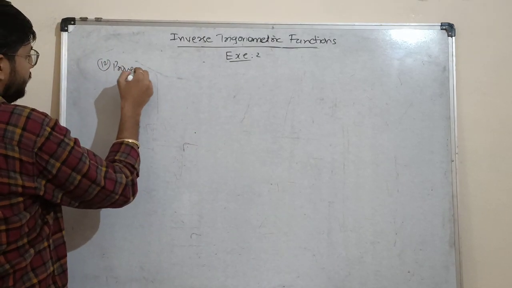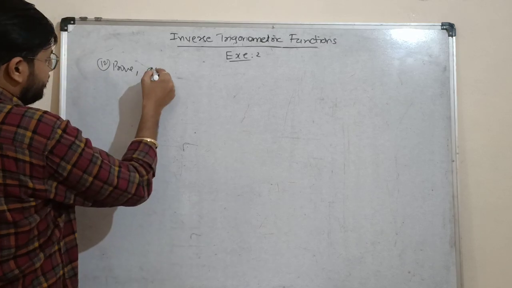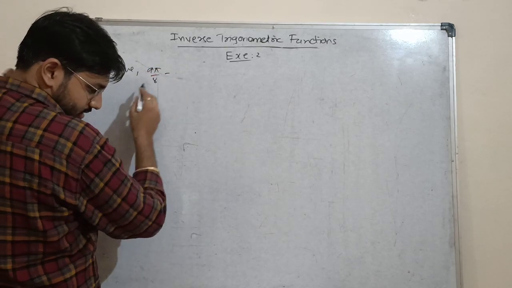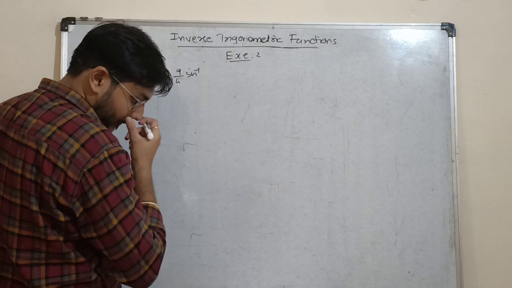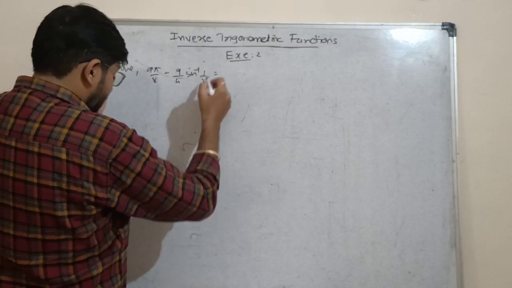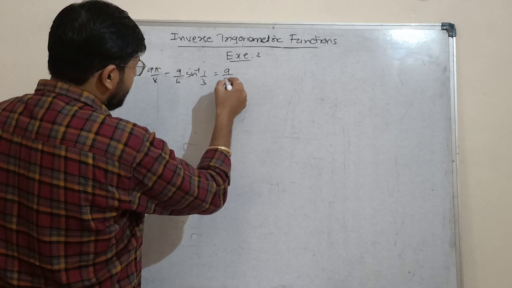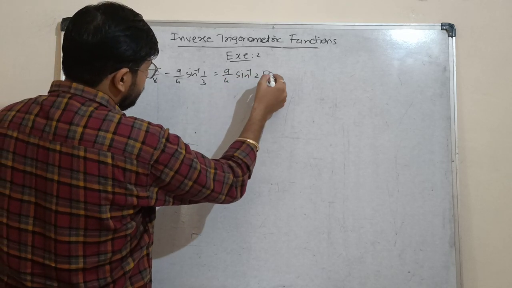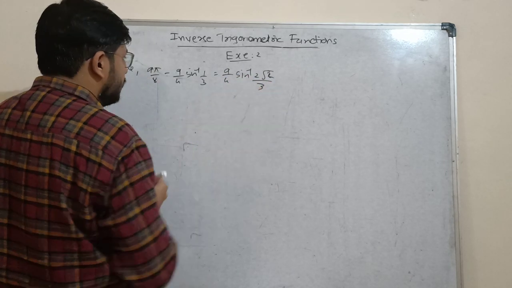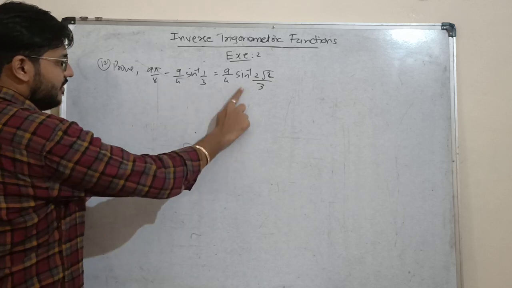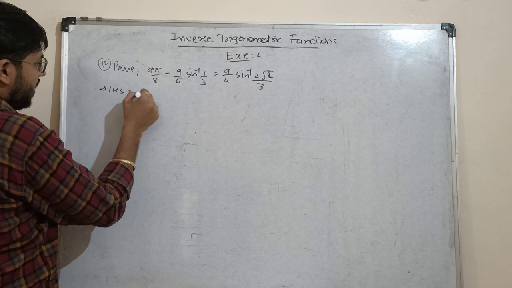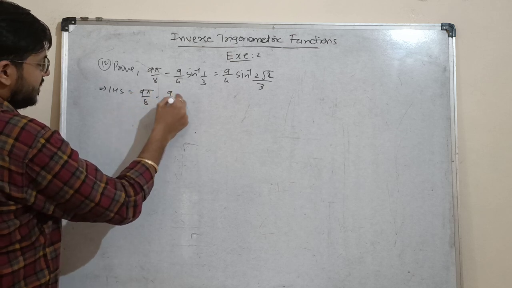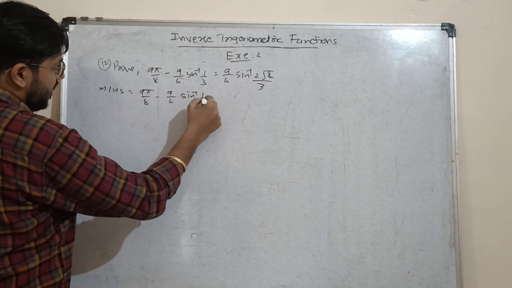We have to prove 9 pi by 8 minus 9 by 4 sine inverse 1 by 3 equals 9 by 4 sine inverse 2 root 2 by 3. This is what we have to prove. So this is the LHS and we have to prove the RHS. So let's go with the LHS first. In the LHS we have 9 pi by 8 minus 9 by 4 sine inverse 1 by 3.